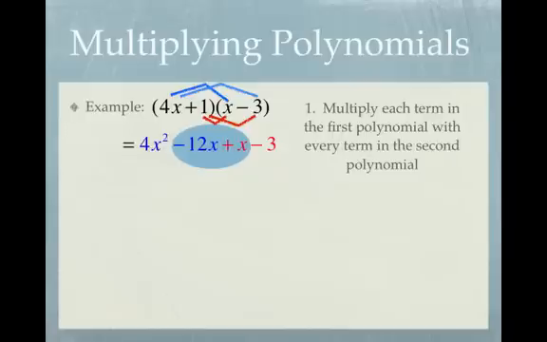And then once you do that, you want to combine like terms. So the terms that we have to combine are the ones that are circled here. So upon combining those, we get 4x squared minus 11x minus 3. And that is your final answer.